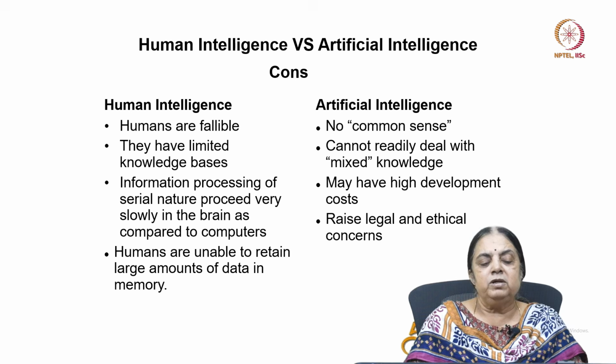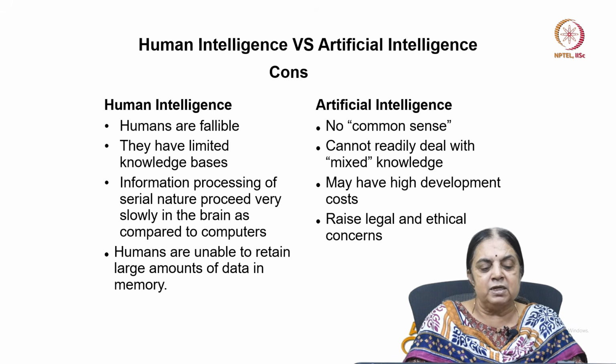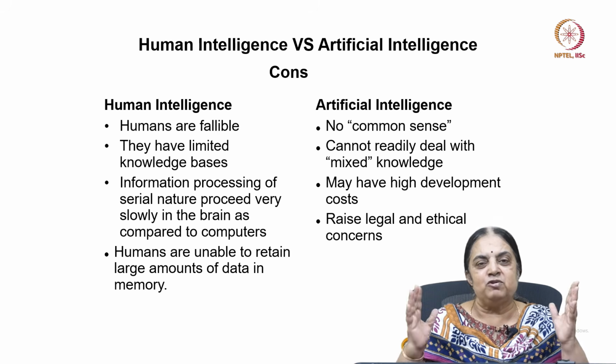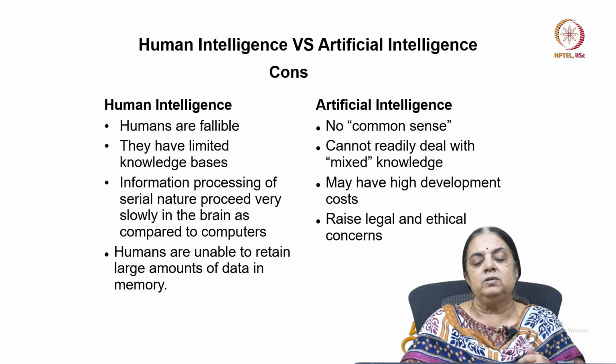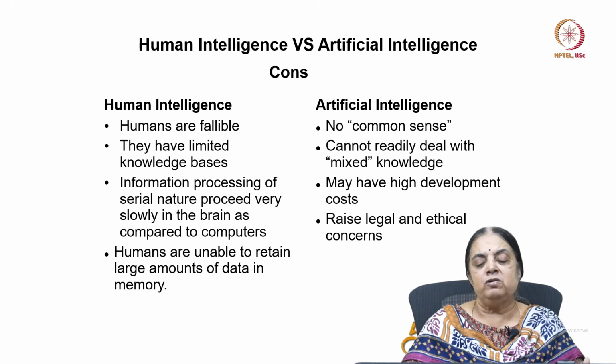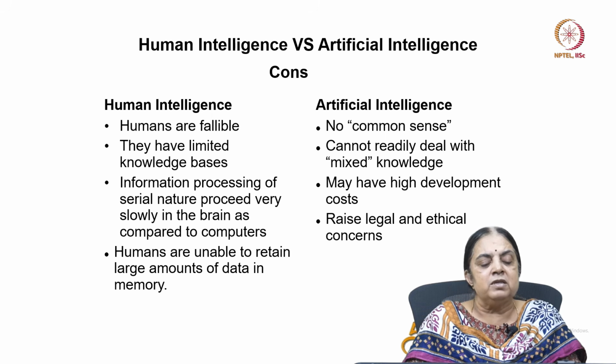And what are the cons? Okay, so humans, of course, we know they are fallible, they make mistakes, they have limited knowledge bases. In other words, how much can we store in our brain, right? We can't really store that much. But the machine can store a lot of knowledge, right? That's the difference. And another thing is that the human being takes a lot of time, okay? So it's very slow in the brain as compared to computers.